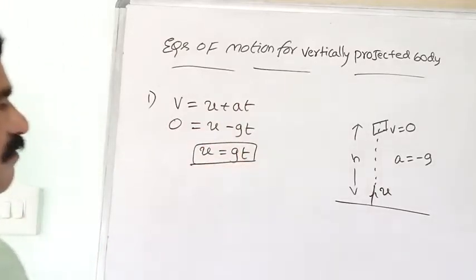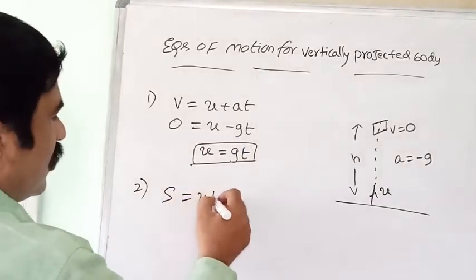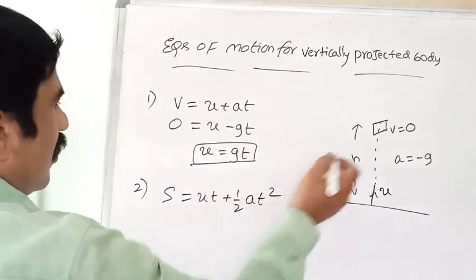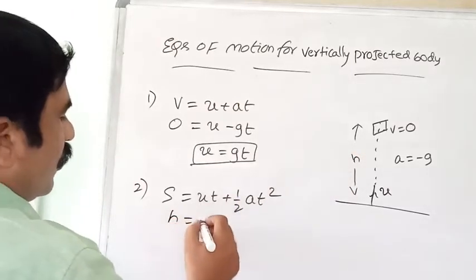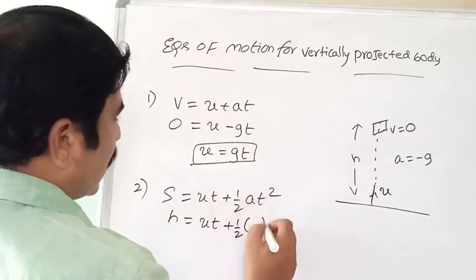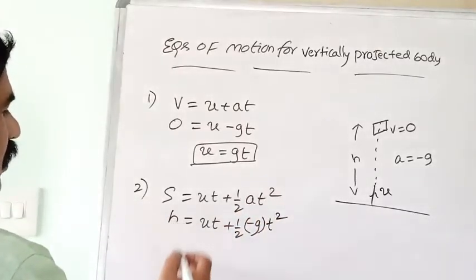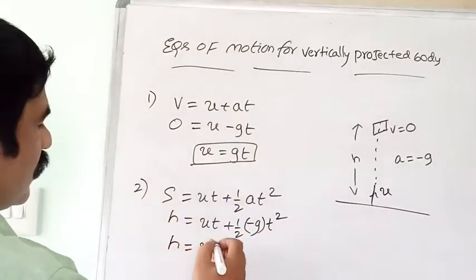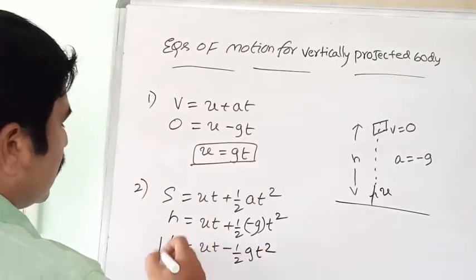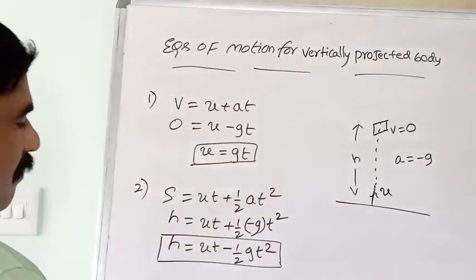u = gt is the first equation of motion. Coming to second equation, s = ut + ½at². We know s means height h, u only, t only, plus ½ into acceleration is −g into t². Therefore h = ut − ½gt². This is the second equation for vertically projected body.